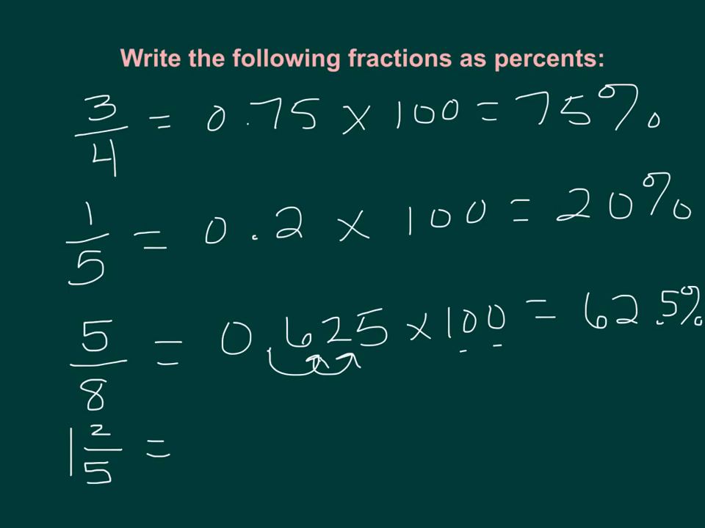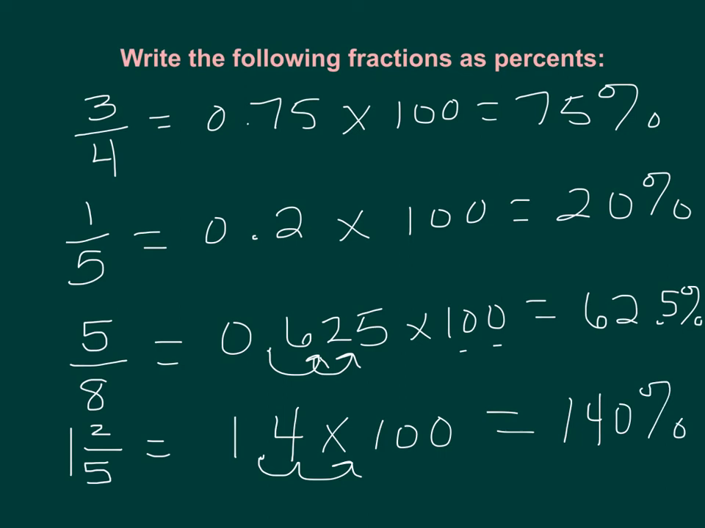So if I change 1 and 2/5 to a decimal first, I can divide 2 by 5 on my calculator, or I can do it by hand. That means how many times does 5 go into 2, which is 0.4. 1 and 2/5 is equal to 1.4. Multiply 1.4 by 100, meaning I move the decimal point. I have to add a 0 there, and I get 140%. So 1 and 2/5 is equivalent to 140%.